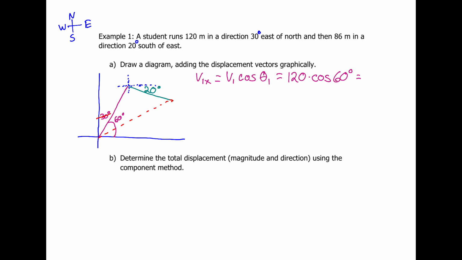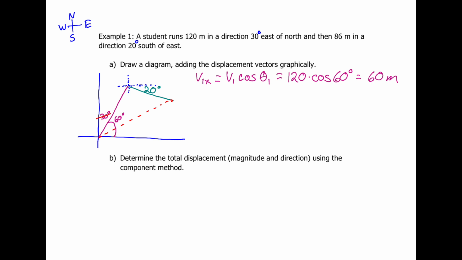Now this actually works out really nicely. This is 60 meters. Probably a good time to check your calculators. Notice that I'm taking the cosine of 60 degrees. Make sure your calculator says degrees on it and not radians or some other silly thing. Has to say degrees on it. Physics class, we use degrees.